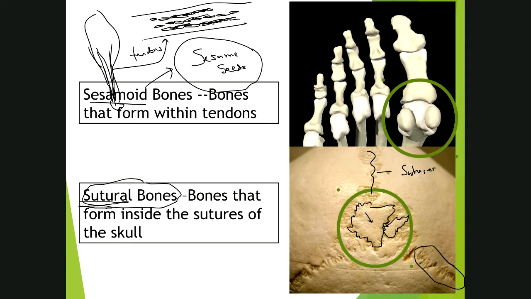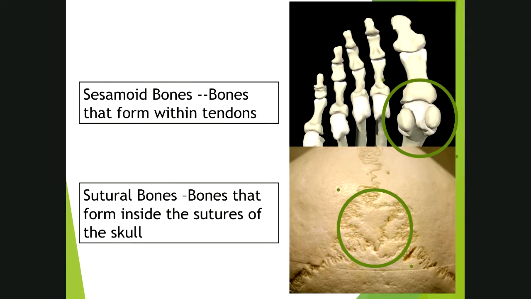Humans also have sesamoid bones. We don't have that many, but we have some. And one of the places you have them is here, where the big toe attaches to the foot. Another place is where the thumb attaches to the hand.